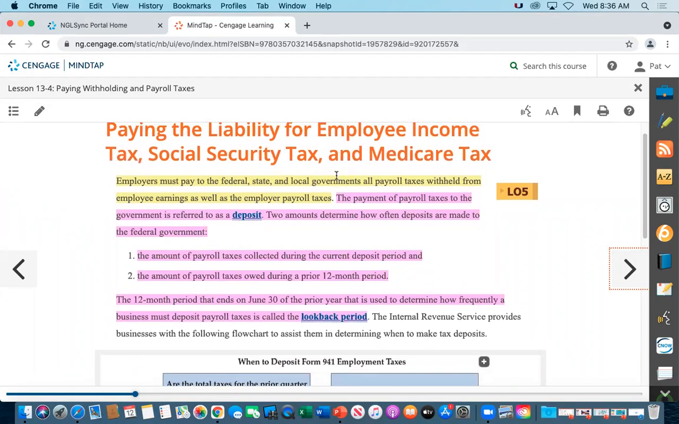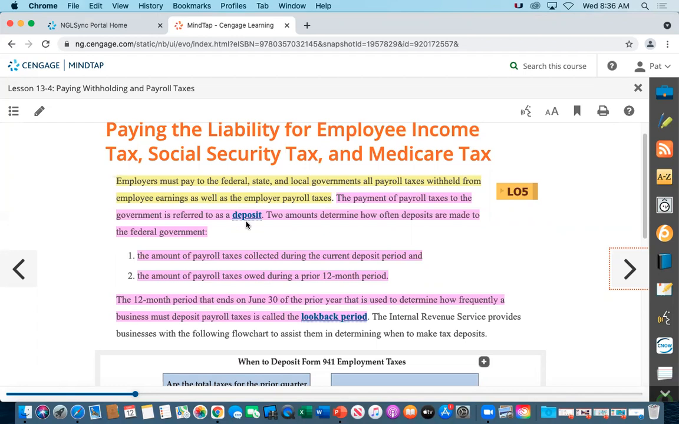We're going to be paying employee income tax, the Medicare and Social Security tax, and then we're going to pay unemployment, federal and state. Okay, that's what we're looking at. There's some phrases that are kind of confusing. This one is here, this thing that they call deposit. The payment of payroll tax to the government is referred to as a deposit. Okay, the two amounts determine how deposits are made. So how much we are collecting in payroll taxes during this current deposit period, pay period, this month or 2 weeks, however it is, and the amount of payroll taxes owed during the entire 12-month process.